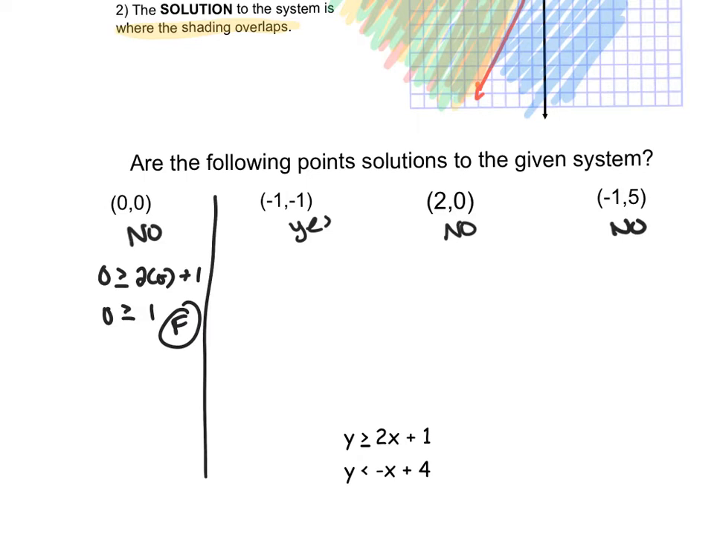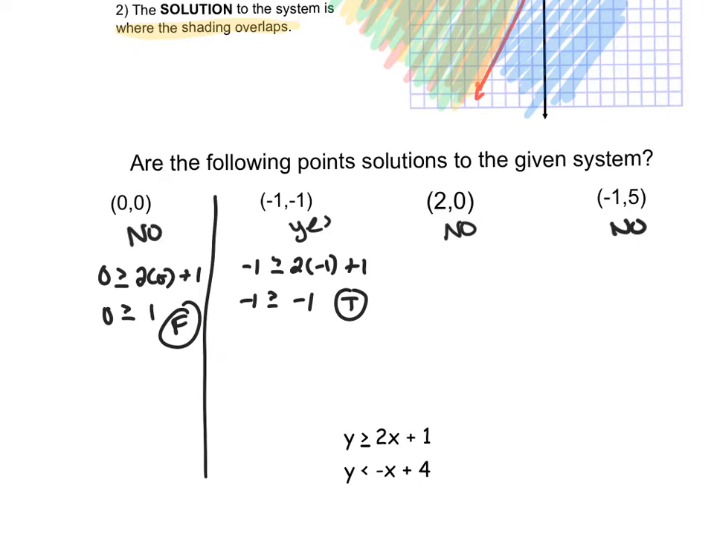So let's plug -1 in. We've got -1 is greater than or equal to 2 times -1 plus 1. So that's going to be -1 is greater than or equal to -1. And that's true, because -1 is equal to -1. So now we have to test the other one.